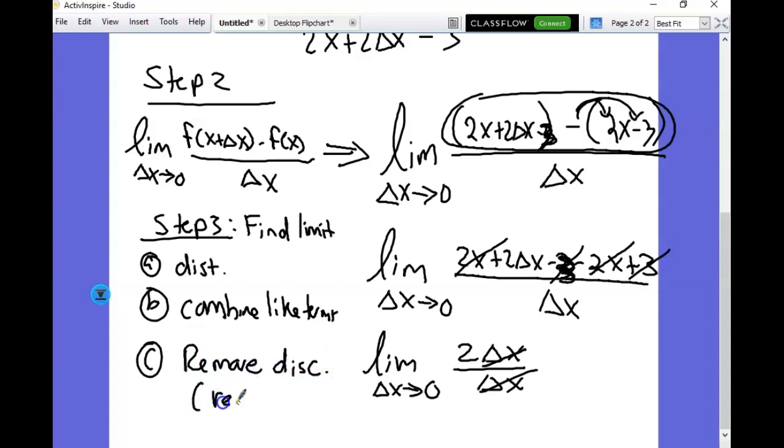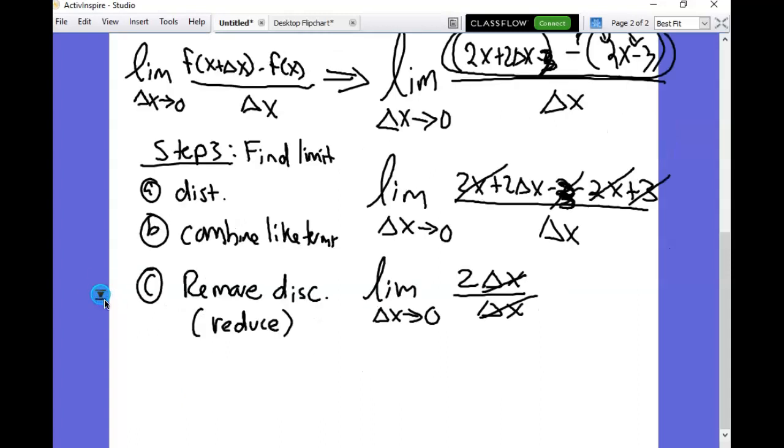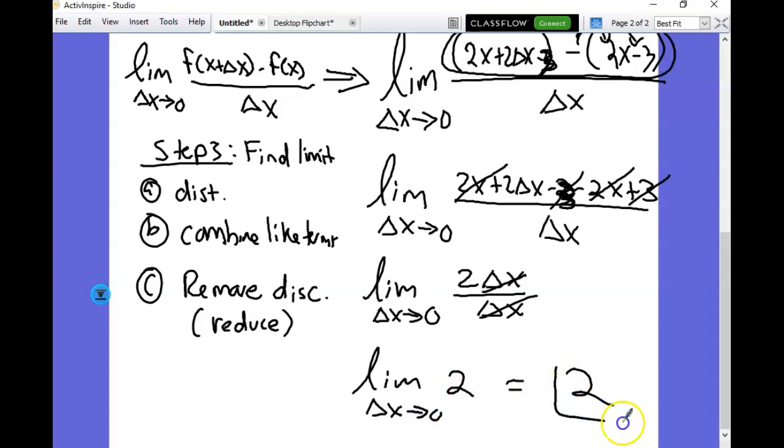But really what it boils down to is just reducing. So what I'm left with now is the limit as delta x approaches 0 of 2. Now when you have a constant, what's the limit? 2. It's just going to be the number. And didn't we say the derivative was going to be 2 anyway? Oh, so aren't you thankful for the shortcut? But there it is.